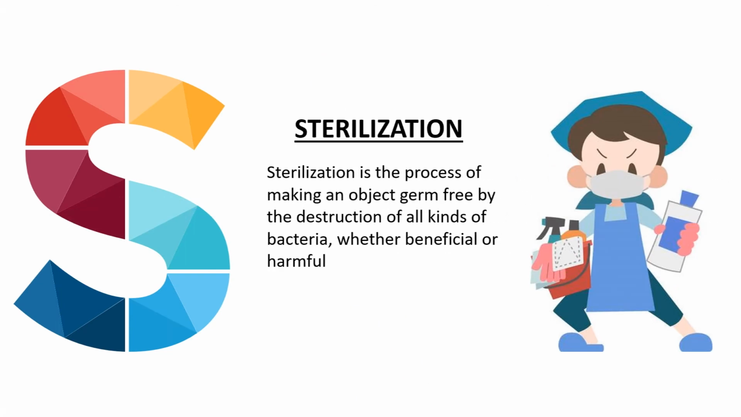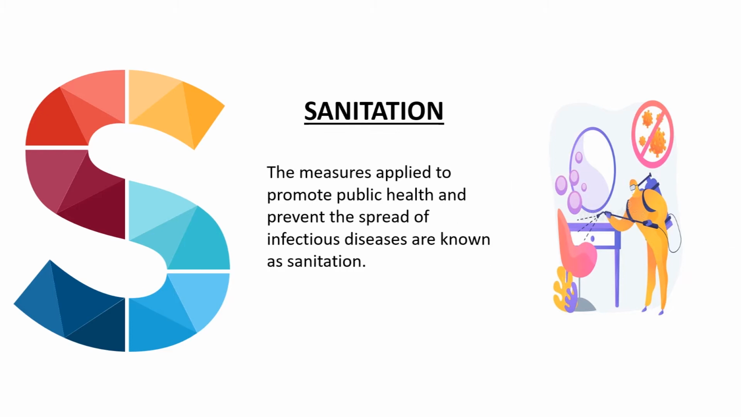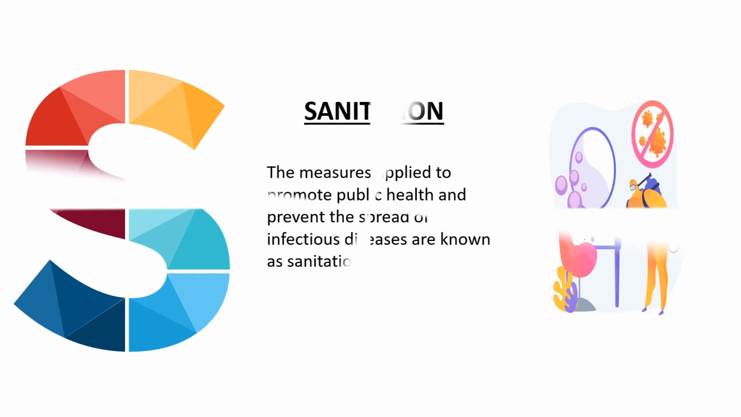Sterilization is the process of making an object germ-free by the destruction of all kinds of bacteria, whether beneficial or harmful. Sanitation, the measures applied to promote public health and prevent the spread of infectious diseases. So this was the definition of sanitation and sterilization. Let's move further to its purpose.